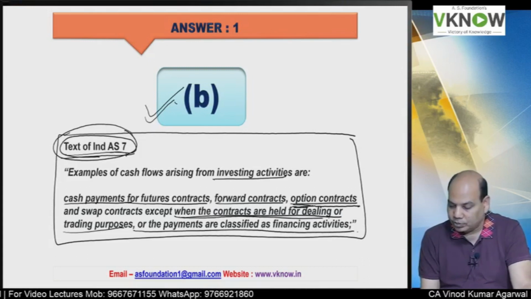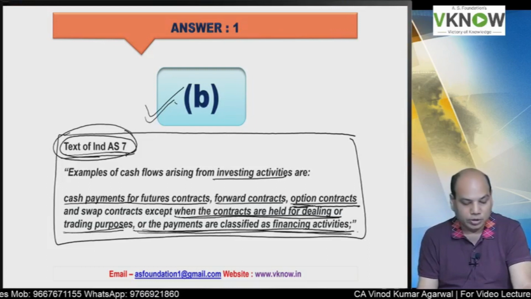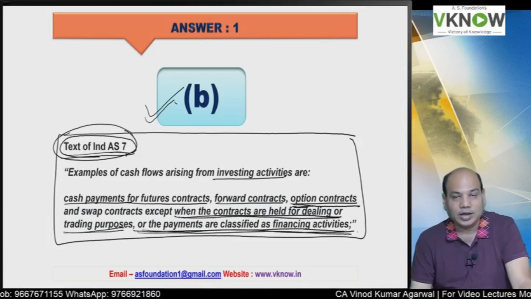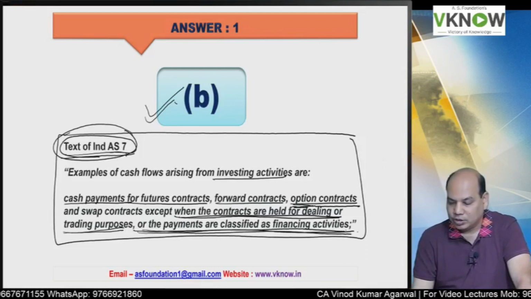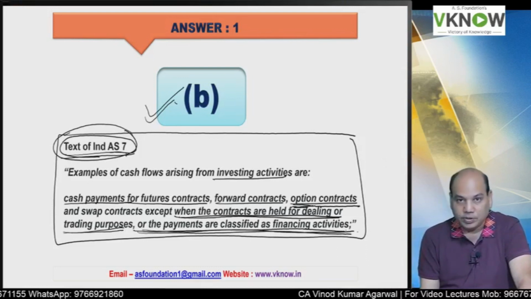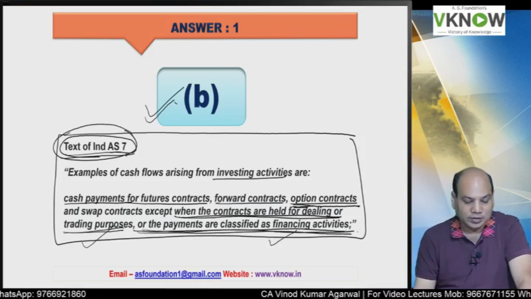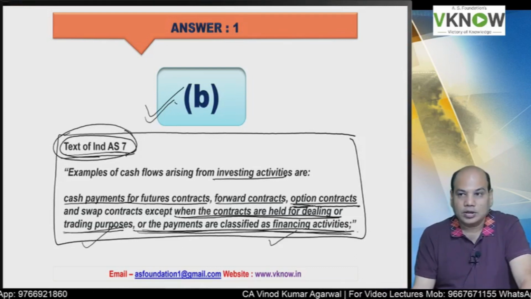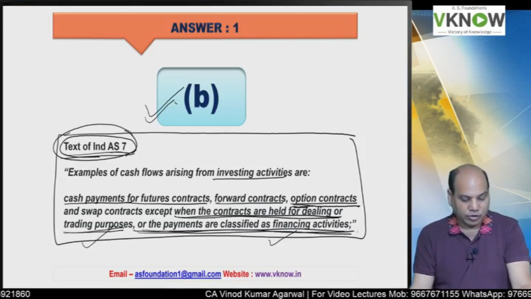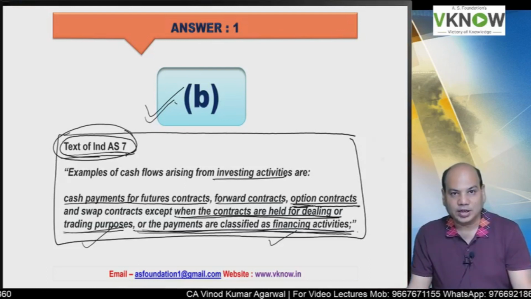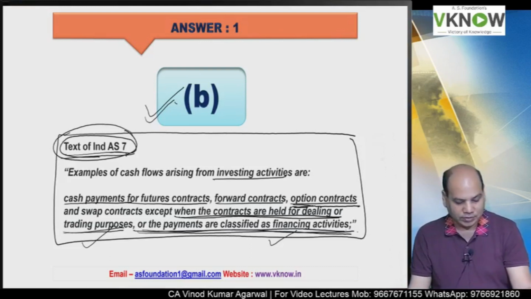So when the purpose of the contract is trading, or when the purpose of the contract is related to financing activity, they will be shown in operating activity and financing activity. But in this example, the purpose was neither trading nor financing. The purpose was hedging for purchase of fixed asset. So hence we are going to present it in investing activities.